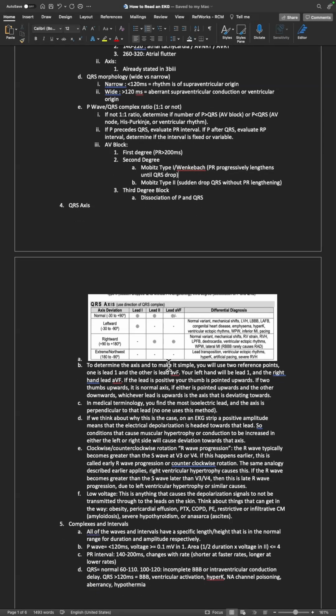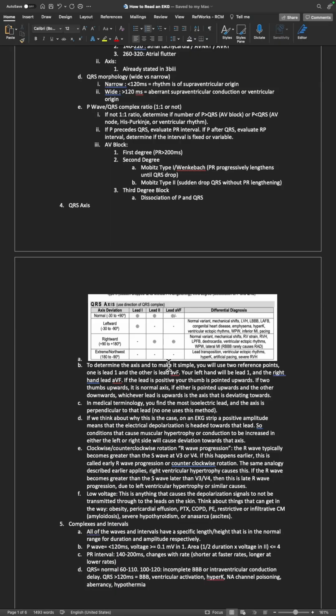In medical terminology, the scientific way of doing this is finding the most isoelectric lead, and the lead that is perpendicular to that lead is the axis that it's deviating towards. No one actually uses this method. So let's say that lead 1 is positive and lead AVF is positive, then you have a normal axis. Now lead 1 is positive and lead AVF is negative. Your left hand will be pointed upwards and your right hand downwards.